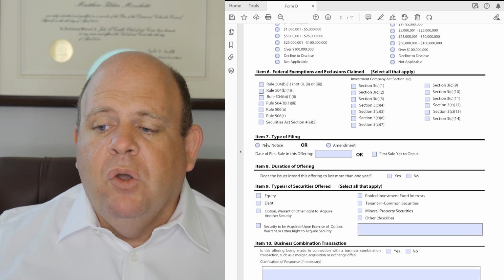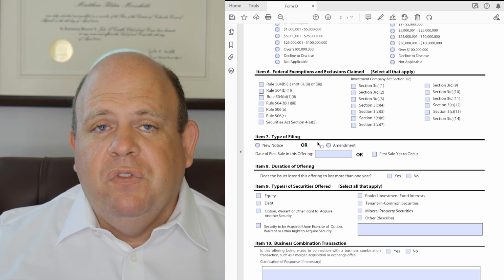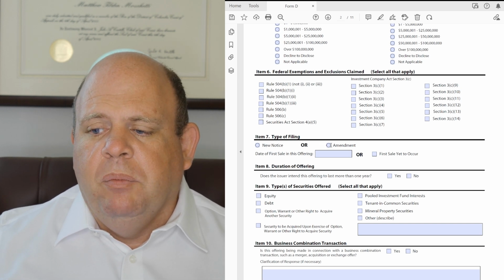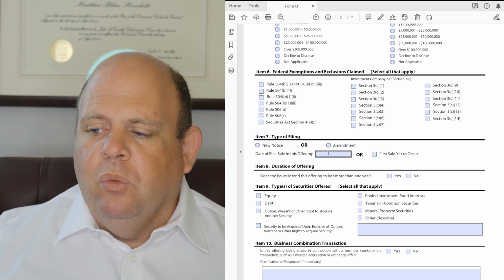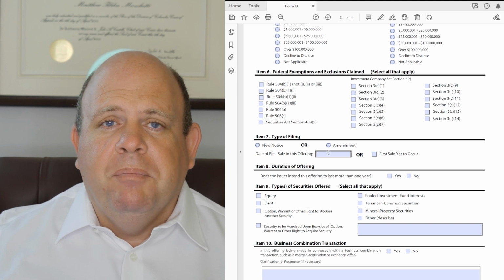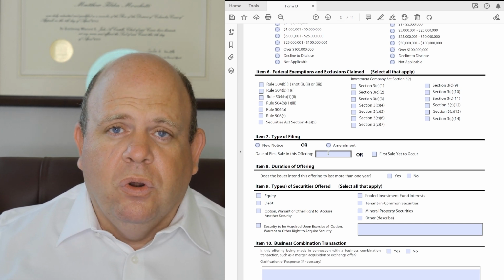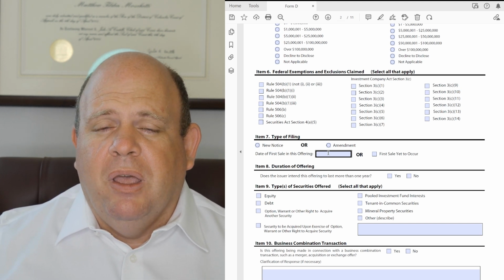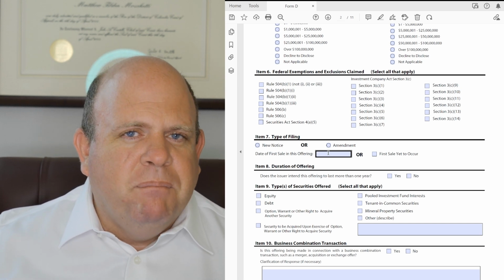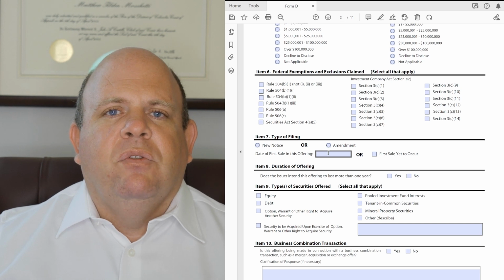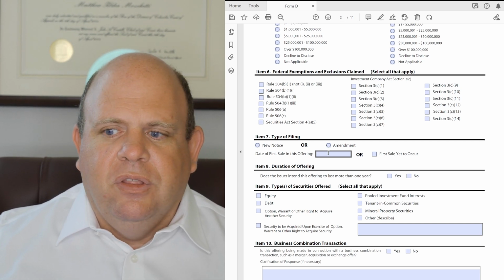Type of filing: most of my clients are doing new notice, but if there was a mistake or something changed, we might do an amendment. And then the date of first sale in this offering would be that first day when money exchanged hands from your investor to you and deposited into your bank account, or that point at which that amount of money became so that you couldn't get it back quickly to the investor.